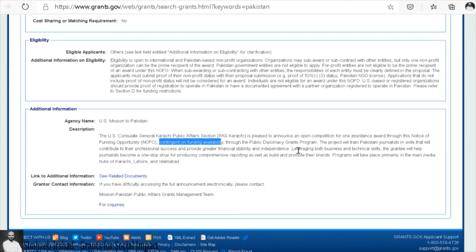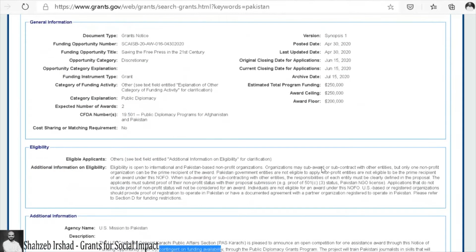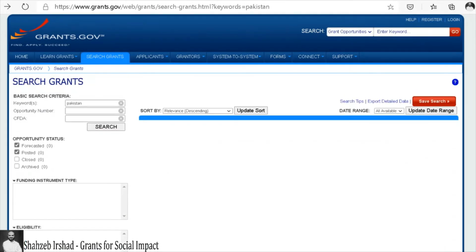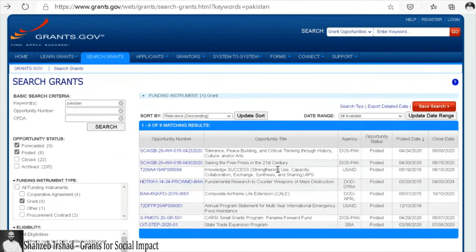However, it says that leveraging both business and technical skills, the grantee should help journalists become a one-stop shop for producing comprehensive reporting as well as build and promote their brands. So this is specifically for think tanks or non-profit organizations that are working to improve the state of journalism in Pakistan. I'll be sure to put these keywords in the YouTube video so that anybody searching for funding opportunities should be able to have access to them.